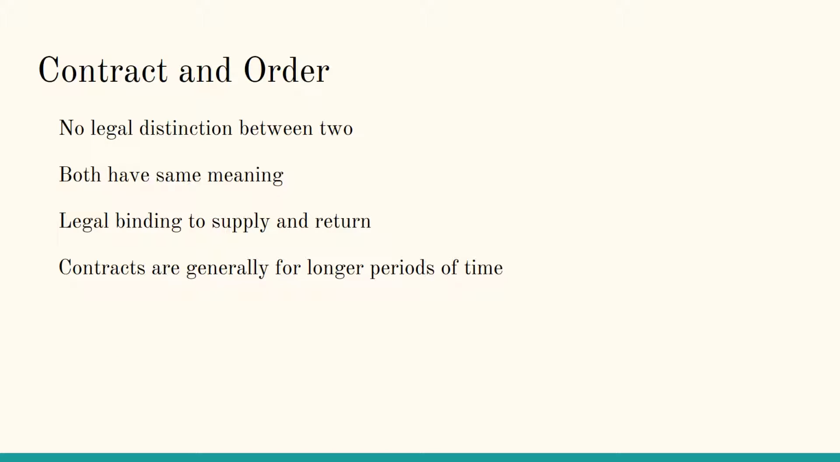Legally, there is no distinction between the terms contract and order. Both refer to legally binding agreements for the supply of goods and/or services in return for some form of remuneration. Commonly, the term contract is used in relation to an agreement involving a longer time period and a greater outlay than a purchase order.